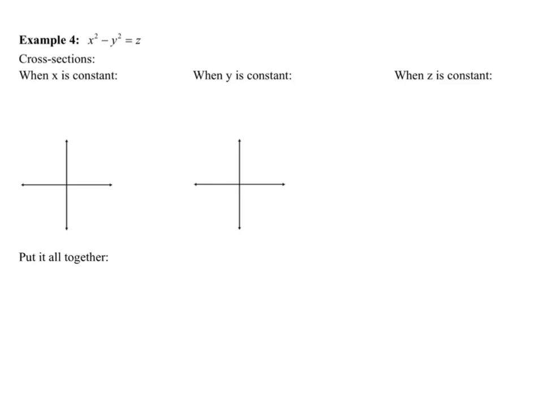The first one we want to look at is when x is constant. So I'm going to let x equal 0. Then z equals negative y squared. So I just have an upside down parabola in the yz plane. Now, if I pick a different constant for x, it will shift the graph up because x squared will always be positive. So this parabola shifts up for different values of x.